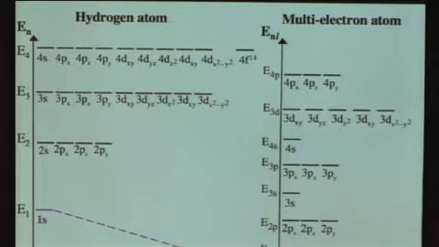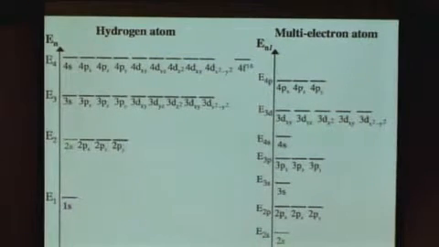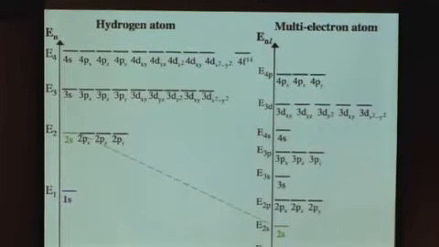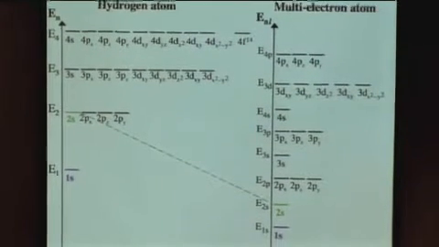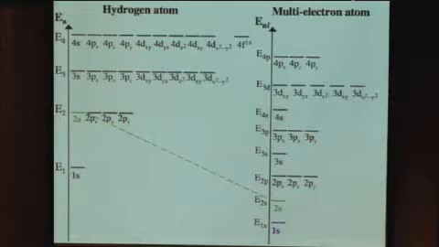You see the same thing regardless of which orbital you're looking at. For example, for the 2s, again, what you see is that the multi-electron atom, its 2s orbital is lower in energy than it is for the hydrogen. The same thing we see for the 2p. Again, the 2p orbitals for the multi-electron atom are lower in energy than for the hydrogen atom.